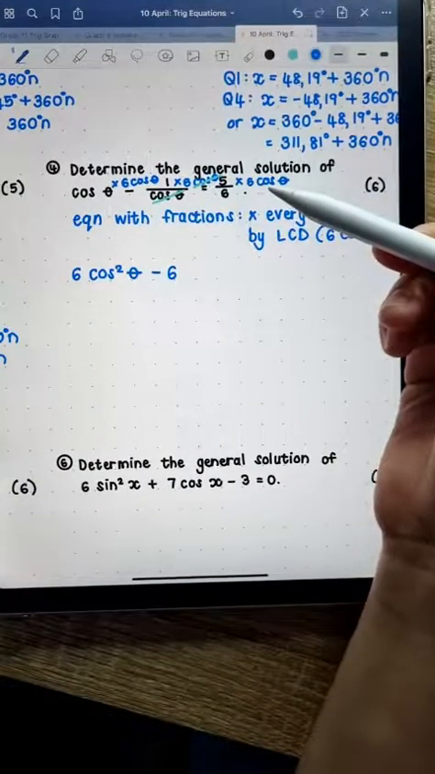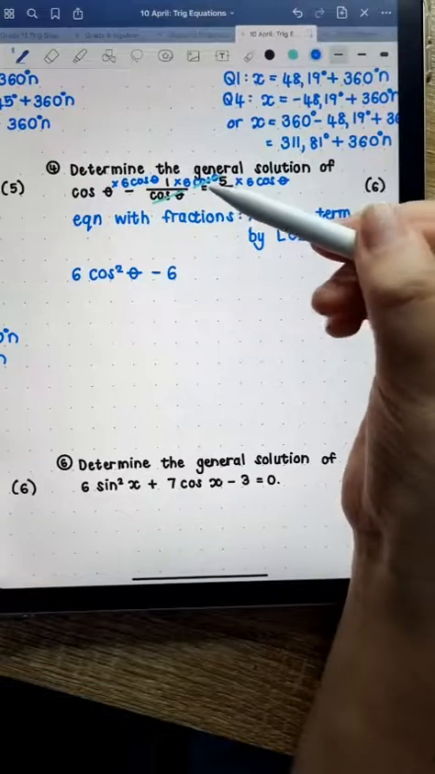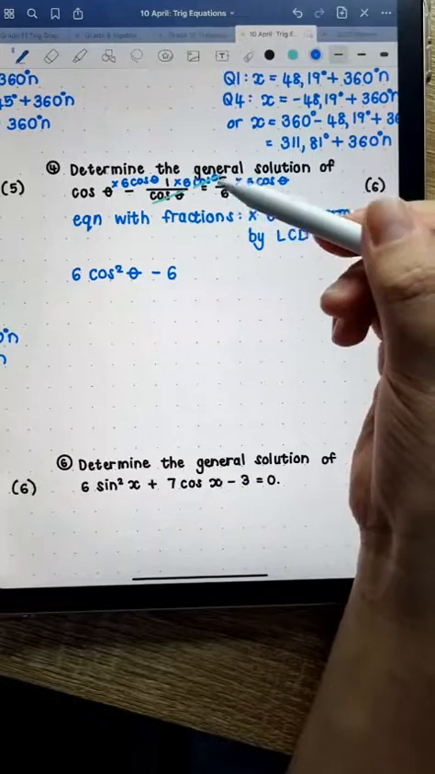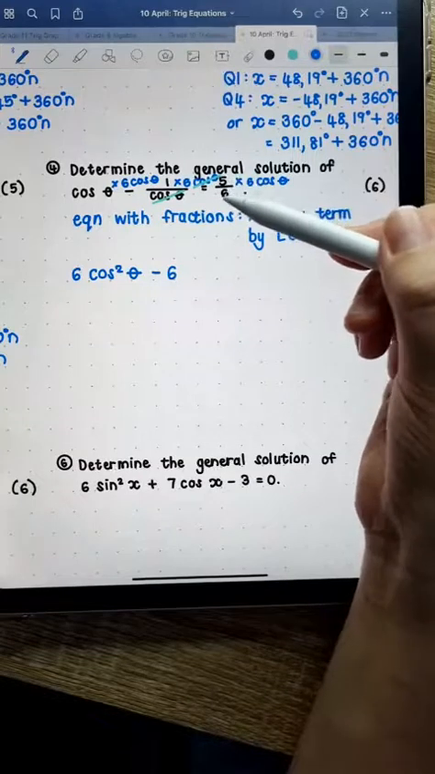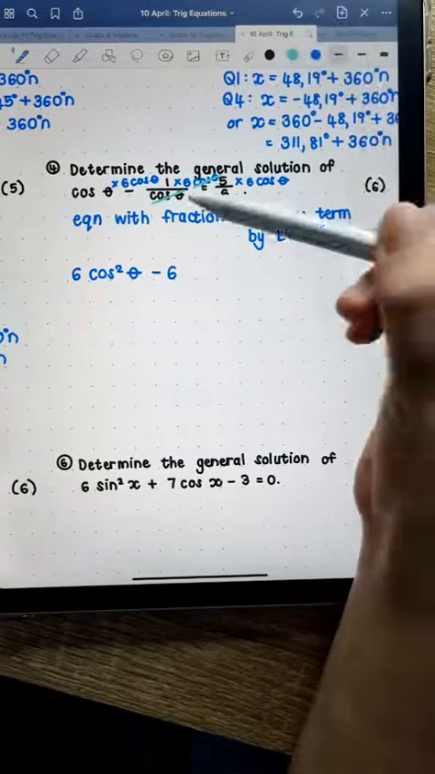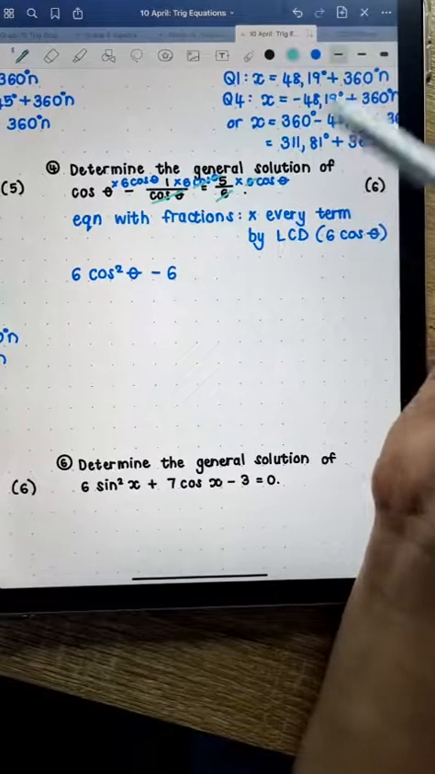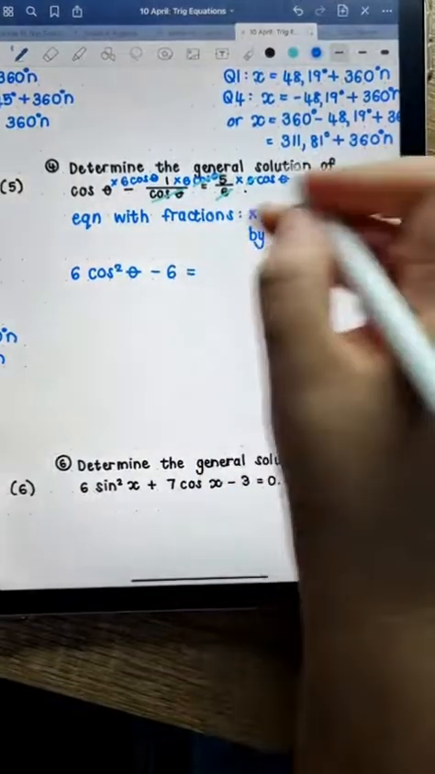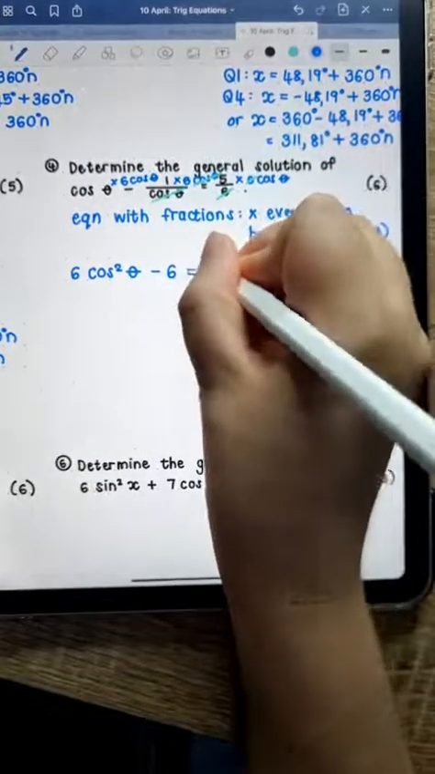So someone is asking, why 6 cos x and not just cos x? Because I have a second fraction there. Okay, I want to get rid of that one as well. So I need to multiply by the denominator of that fraction as well to get rid of this one. So now that's what happens here. The 6 at the bottom and the 6 at the top are going to cancel each other out. I'm left with equals 5 cos theta.